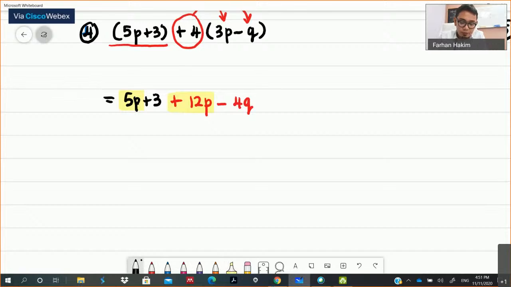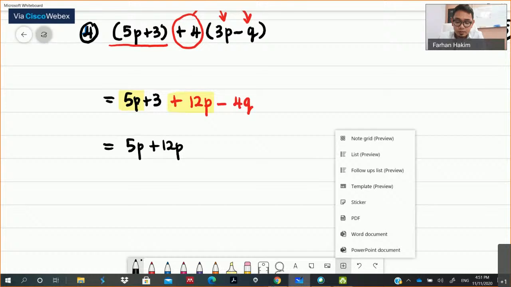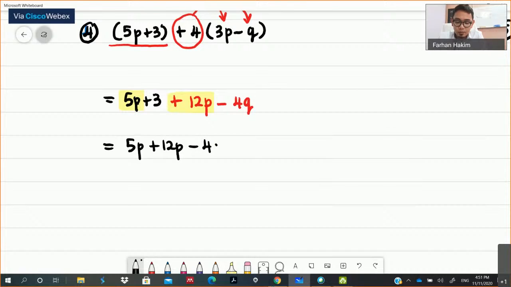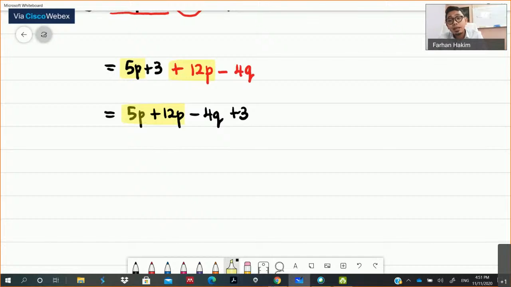Okay. I'll have 5p plus 12p. Alright, yang tu tak ada gang kan? Alright, so tak apa, saya tulis negative 4q terlebih dahulu, positif 3 di belakang. Right, so basically yang ini, yang kuning ini yang kita nak gabungkan ya. 5p tambah 12p will get 17p. So our final answer 17p minus 4q plus 3. Alright.